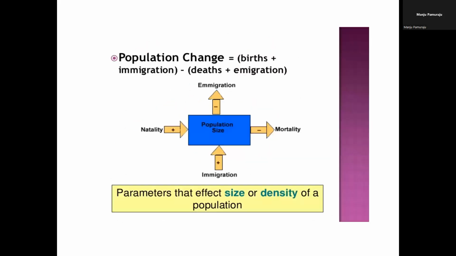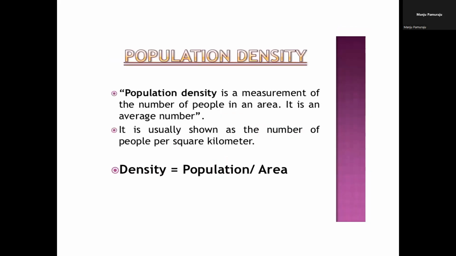So next, generally the population change is births plus immigration minus deaths plus emigration. So it gives the change in population. These are the parameters that affect the size or density of a population. Mortality and emigration reduce the population size, whereas natality and immigration increase the population size.